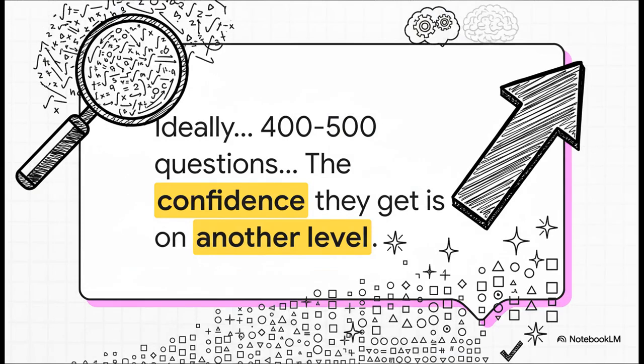So, the big question is, how do you get so good that you can spot these patterns instantly? Well, it's not a magic trick. It's just practice, and a lot of it. The expert from our source material said it perfectly. When students solve hundreds of questions, the confidence they get is on a completely different level.